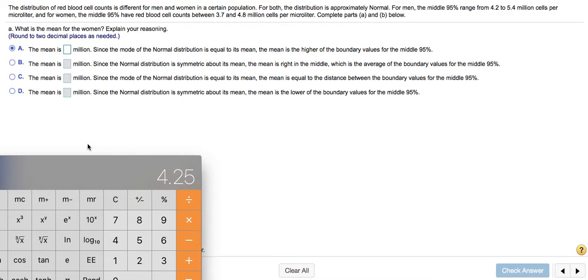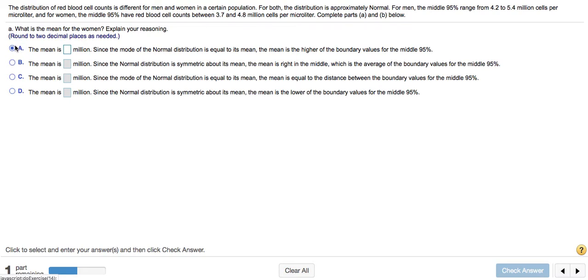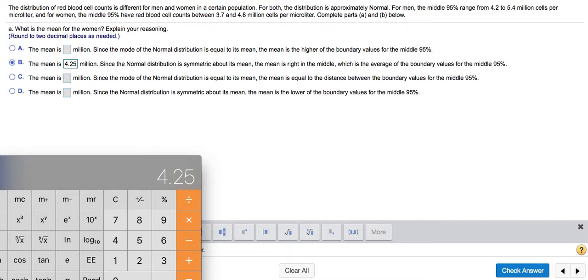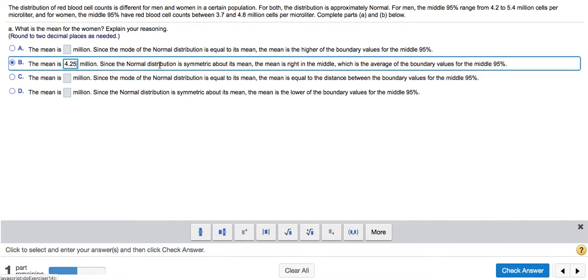All right, so let's enter 4.25 into the correct place here. There's 4 options. The one that makes the most sense is B. The mean is 4.25. And since the normal distribution is symmetric, the mean is right in the middle, which is the average of the boundary values. Okay, so that makes sense.